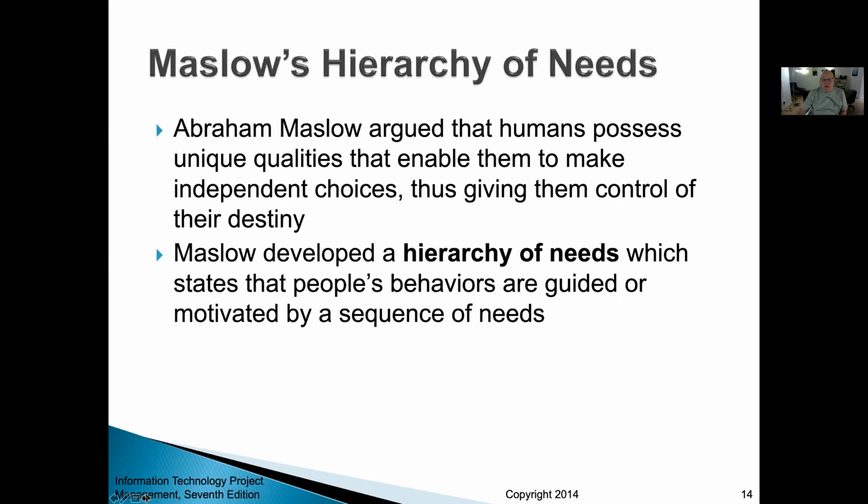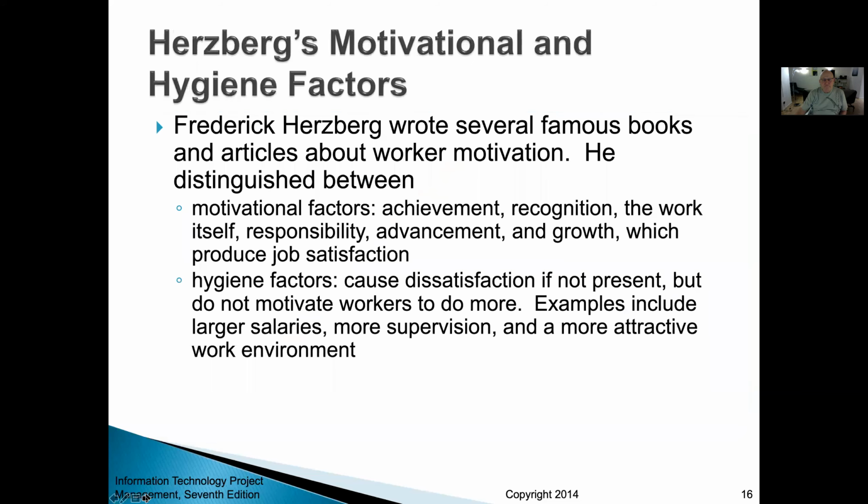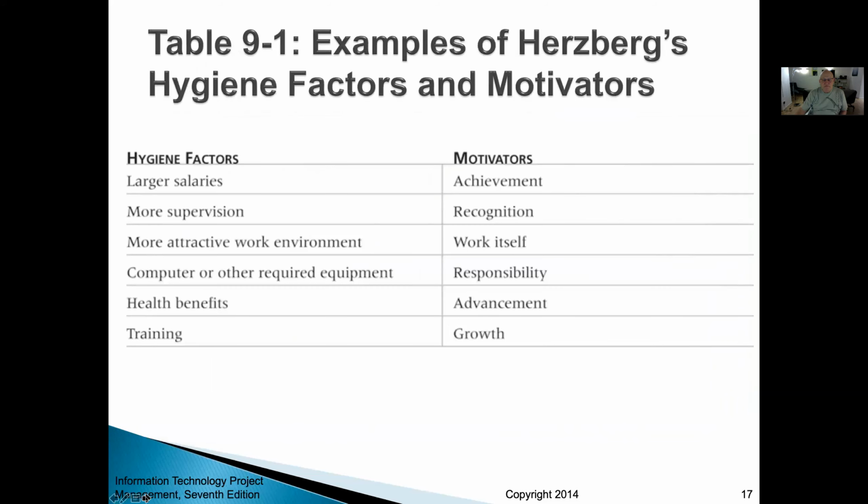This talks about Maslow's hierarchy of needs. 1, physiological. 2, safety. 3, social. 4 is esteem. 5 is self-actualization. So the example of Herzberg's hygiene factors and motivators: larger salaries, more supervision, attractive work environment, computer or other required equipment, health benefits, training. What motivates? Well, achievement, recognition, work itself, responsibility, advancement, and growth.